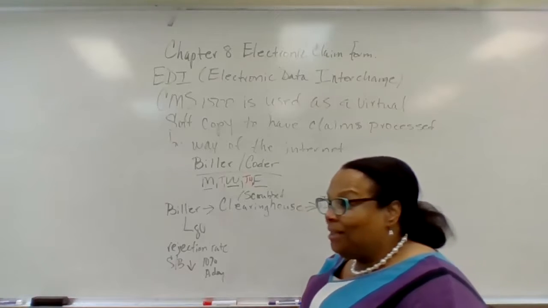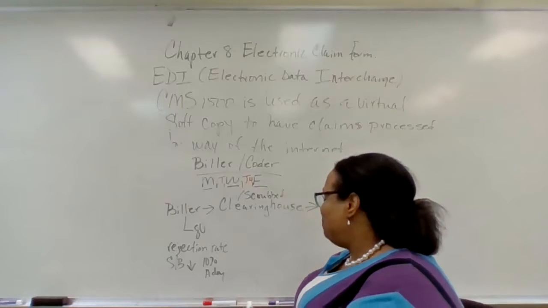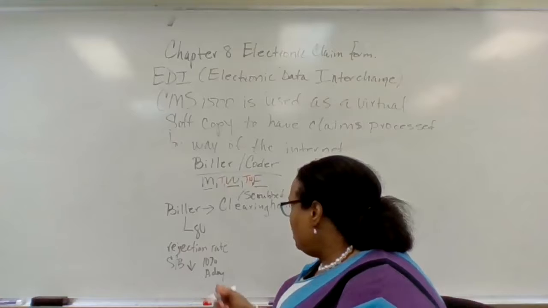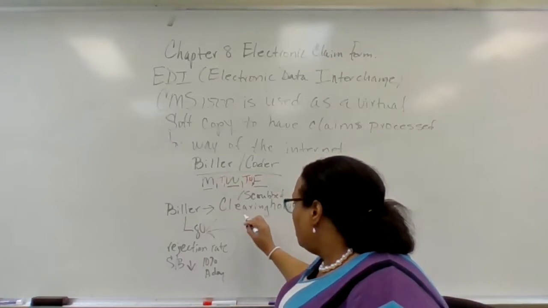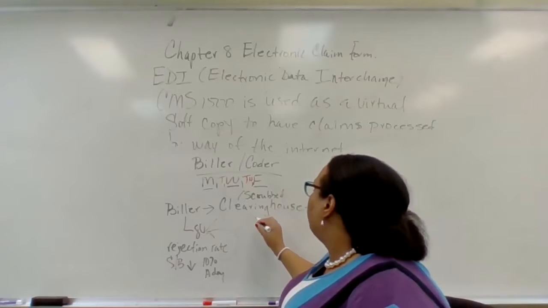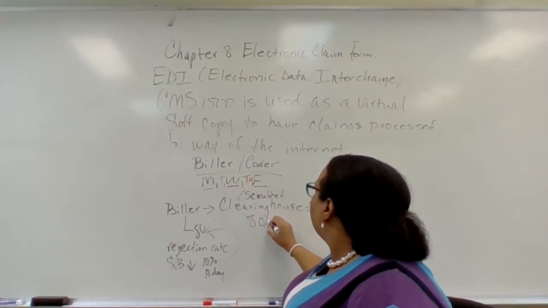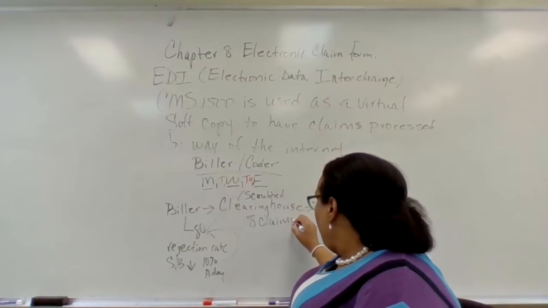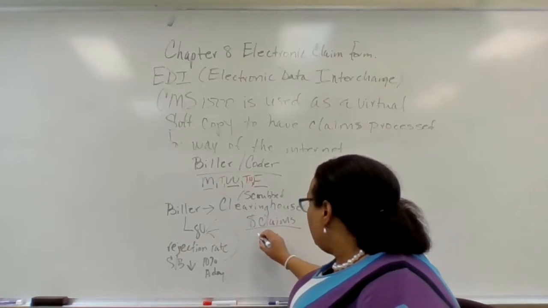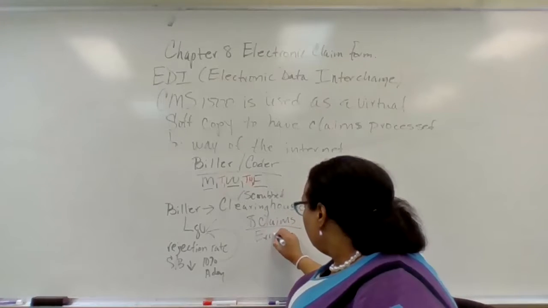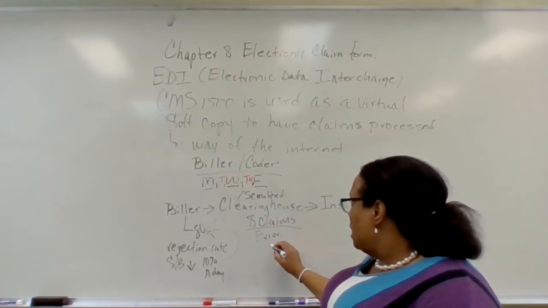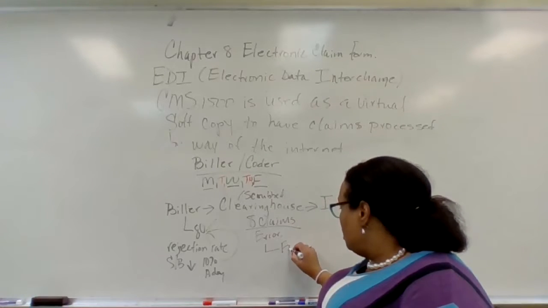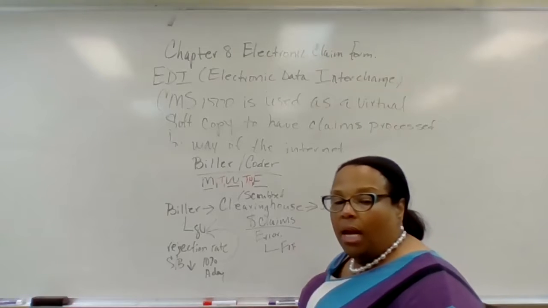I'm glad you asked. What is 10% of 80? 8 claims. 8 claims is about all you need for error. That's the rejection rate for errors. That means you have 8 claims that you need to do what? You need to fix. Find out what the problem is.